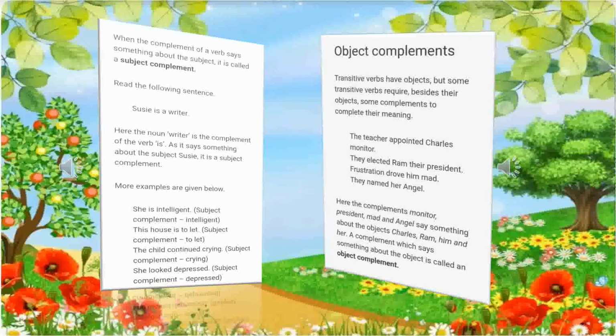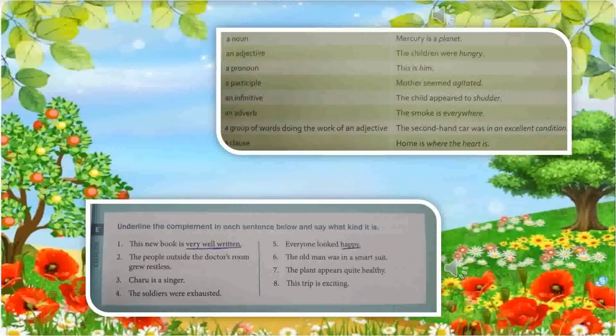So a complement which says something about the object is called an object complement. Once again, a complement which says something about the object is called an object complement. The object complement can be of different forms, like in the following examples. It can be either a noun, an adjective, a pronoun, a participle, an infinitive, an adverb, a group of words doing the work of an adjective, or even a clause.